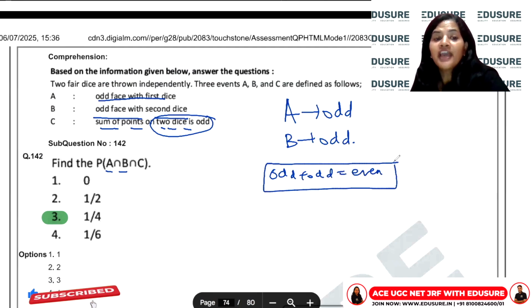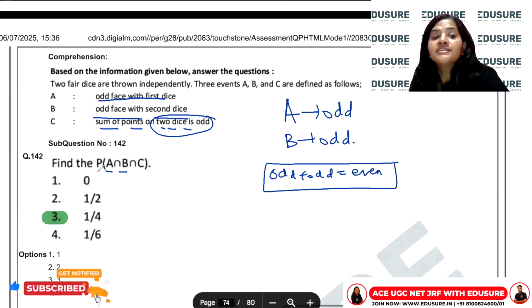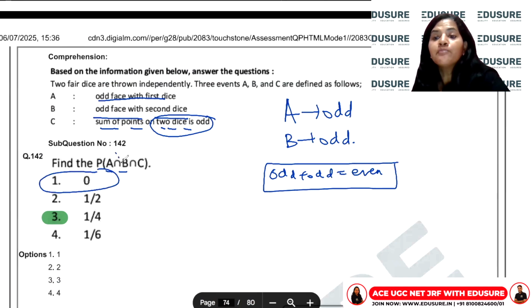All right. So therefore, the answer should be 0 because this intersection is impossible. These are mutually exclusive events. Like these, A intersection B cannot happen with C. And therefore, the probability of this particular event should be 0 because when we have odd faces on both the dice, then the sum of the points on 2 dice is going to be even, not odd. So therefore, it is going to be an impossible event and the probability is going to be 0.